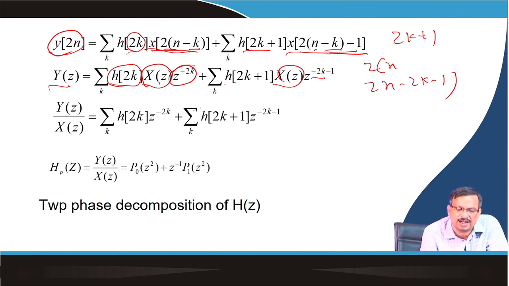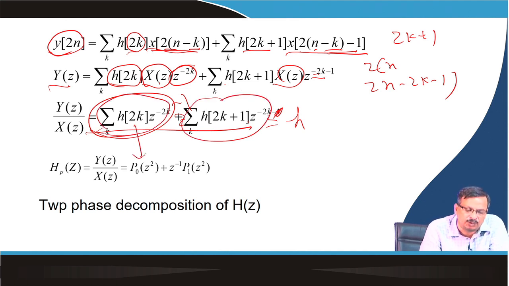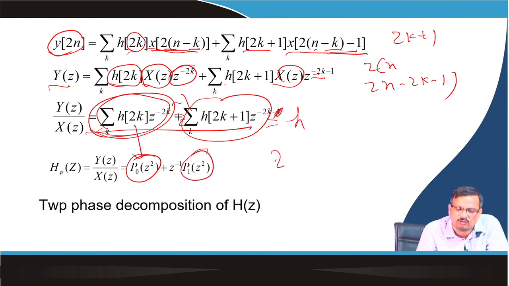Now, the minus 1 is outside, so I can simplify this. Minus 1 is outside, so this is nothing but h, this term will be there, and h z to the power minus 1 will be there, and then z to the power minus 2k. So I can say this is a filter, and this is also a filter. So this is p0 z and this is p1 z square, because z to the power minus 2k is nothing but z square to the power minus k.